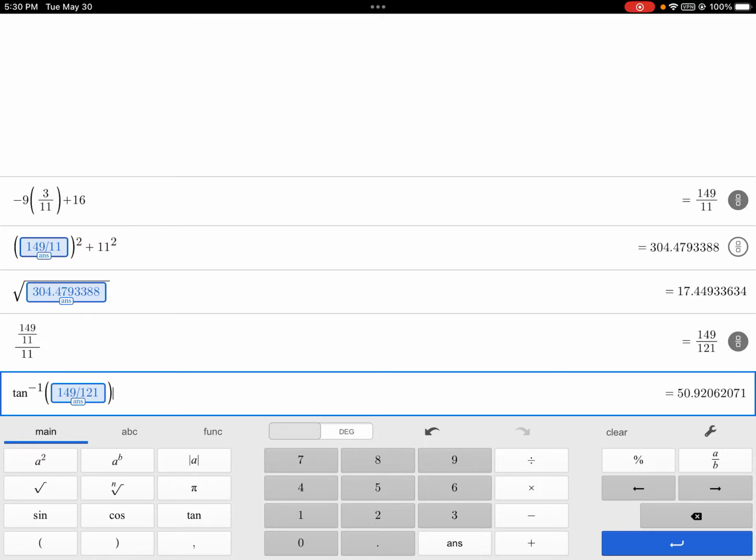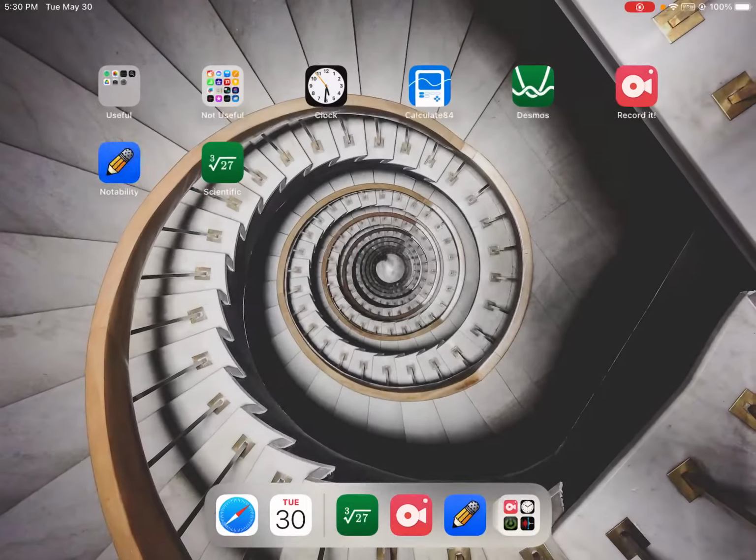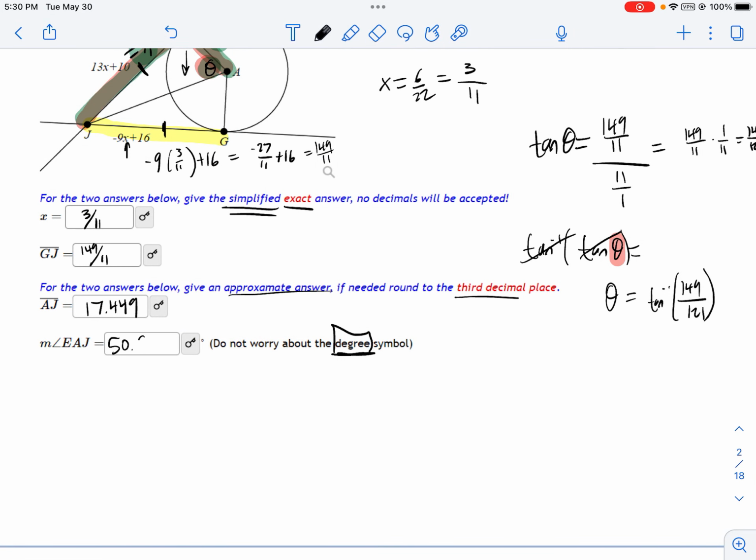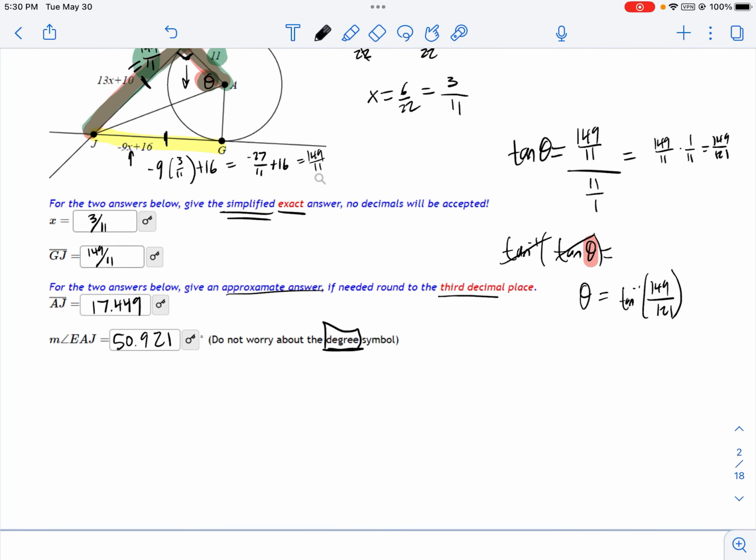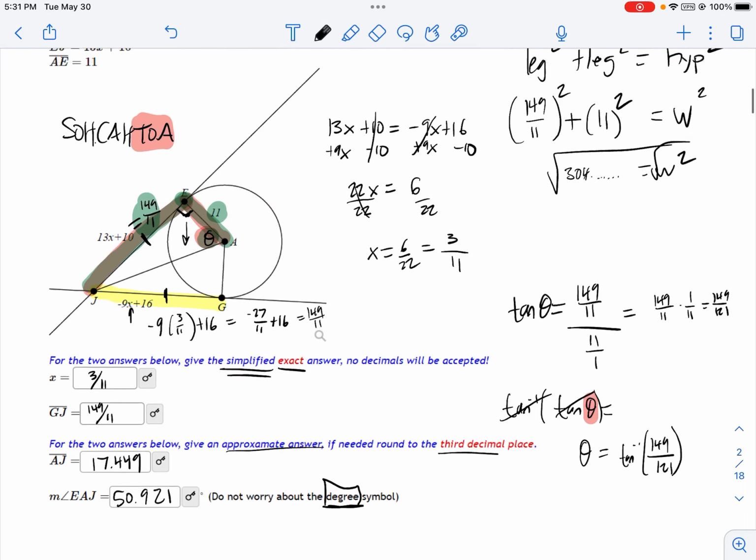And we get 50.921. 6 will round up. So 50.921 degrees. And that's it. That is your final answer for this one.